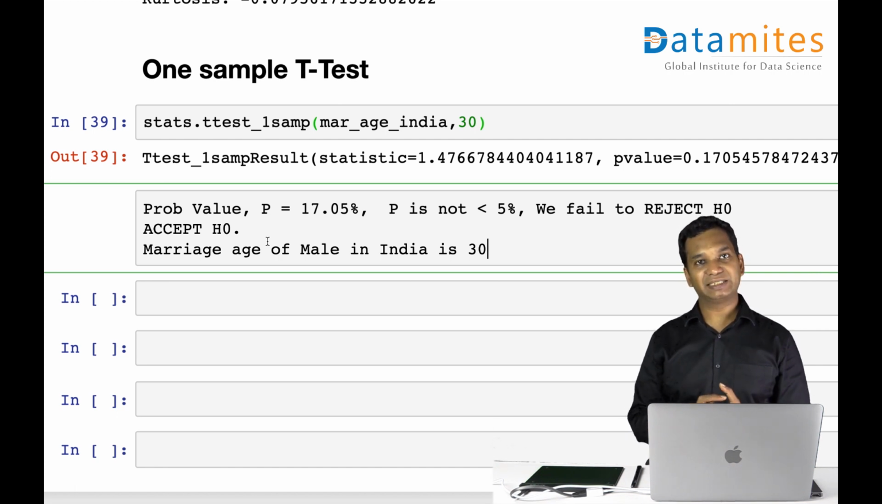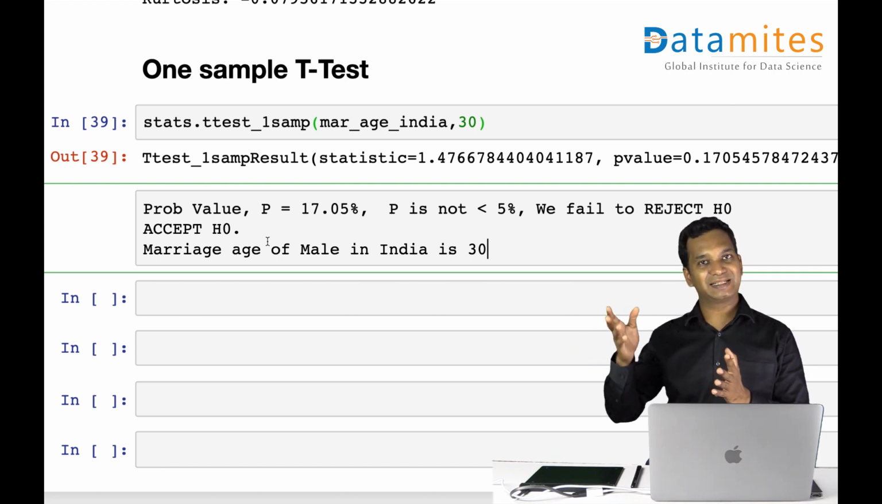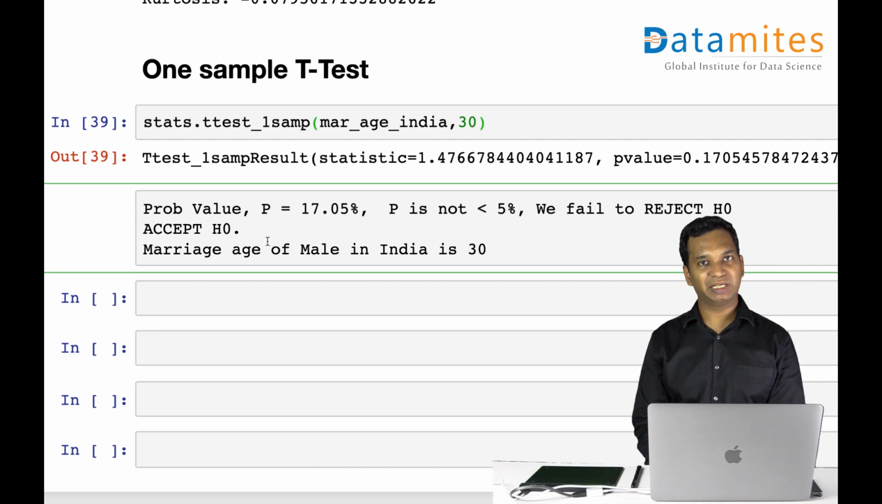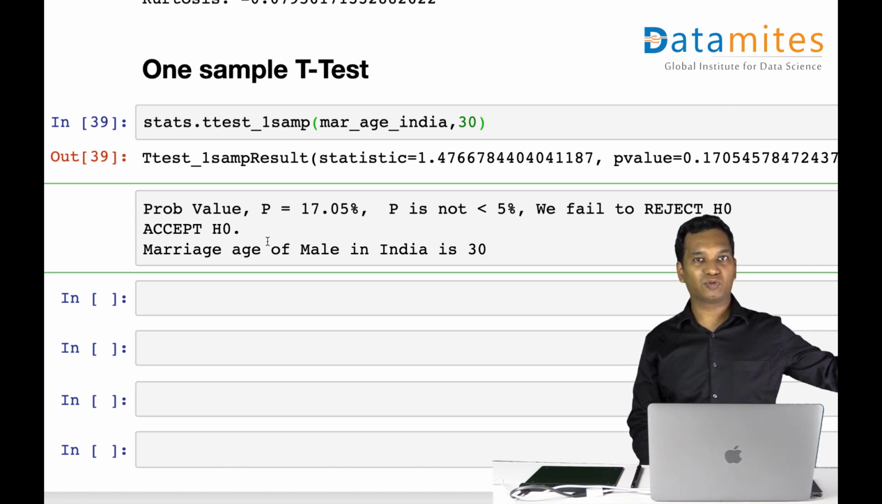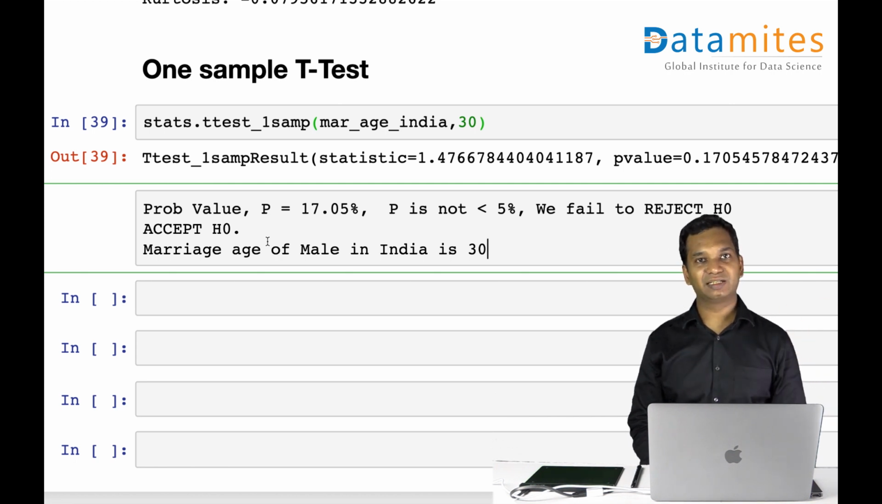So this is the one sample t-test, and it's a really powerful test to demonstrate a phenomenon, to prove or disprove a phenomenon, equating it to a single value, which we call the hypothesized mean. So in this case, 30 is the mean of this hypothesis, which means yes, most Indians do get married at 30. We cannot reject that 30 is the marriage age. We cannot reject the null hypothesis that 30 is the marriage age.